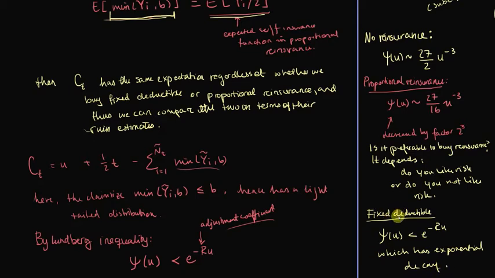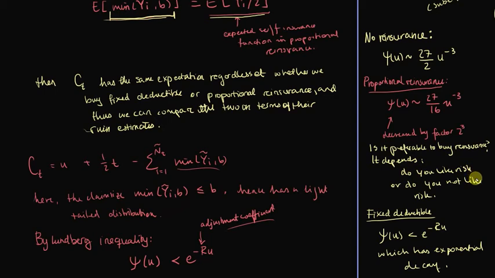And exponential decay is much stronger than polynomial decay as we have in the proportional reinsurance. So as long as u is sufficiently large, we have a smaller probability of ruin with fixed deductible reinsurance compared to proportional reinsurance. And it actually also makes sense because with a proportional reinsurance, if you have a very large claim of like $1 million or something, then you always have to pay half of that claim.